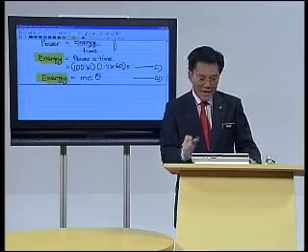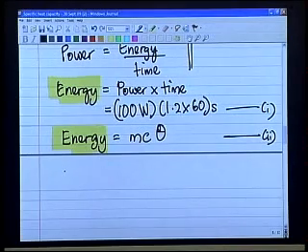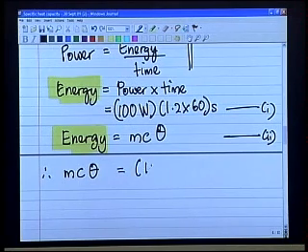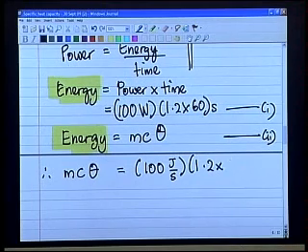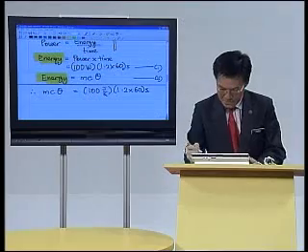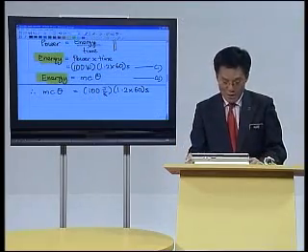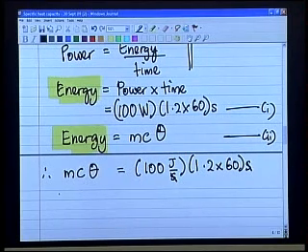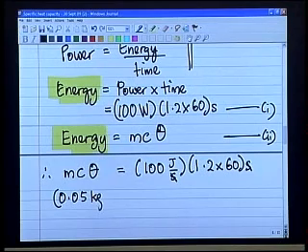Can you see the point? I'll do it now first. So, I have mc theta equals to 100. Now, I'm going to write watts as joule per second, because I would like you to see the logic behind it. Joule per second times second, I get joules, because energy is in joules. Now what is the mass? 0.05 kilograms, multiplied by C, multiplied by theta.